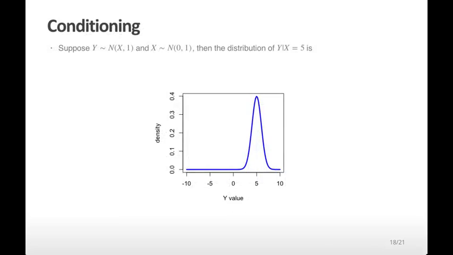Now we'll take a look at what happens when we condition. So we're going to consider the case where y is a random variable that's normally distributed, and the mean of that random variable is another random variable, x. And the standard deviation is equal to 1. X is a random variable that's also normally distributed, and it has a mean of 0 and a variance of 1. So if we've observed and fixed x to be equal to 5, then we can say that y is a random variable with mean 5 and variance 1, which we saw before as a distribution centered at 5 with a relatively small spread.